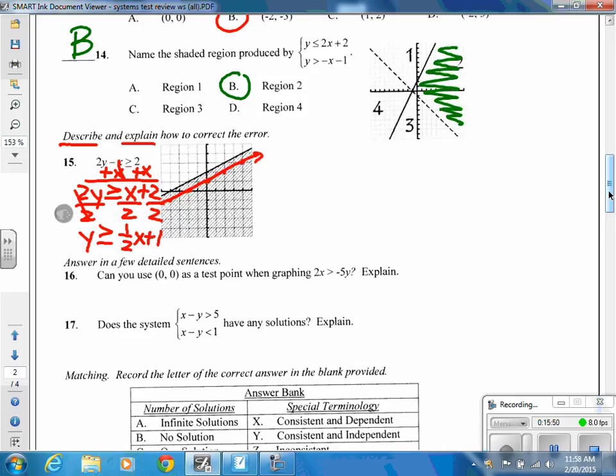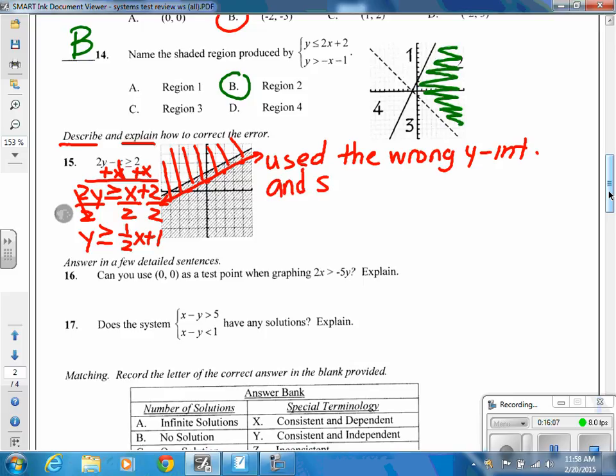Okay, but then we have to check out their shading. It's greater than or equal to, so the shading should be on the upward side of the line, not the lower side of the line. So they have two mistakes in this problem. They used the wrong y-intercept first and shaded on the wrong side of the line. Which are common mistakes that you will find yourself making and having to watch out for as well.